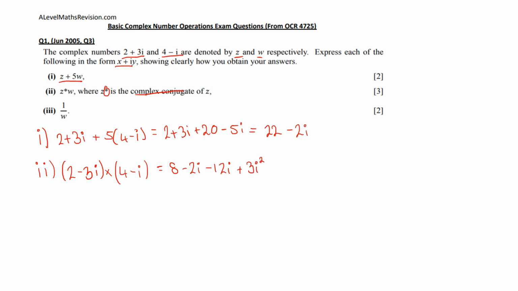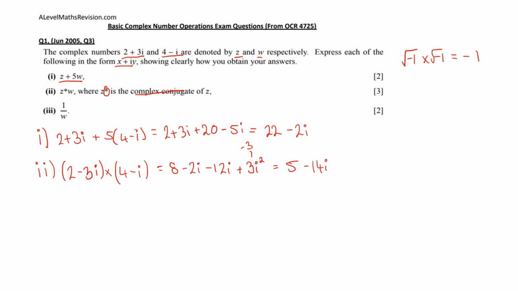You've got to be careful with this i squared, so let's deal with that first. We know that i is the square root of minus 1. Square root of minus 1 times square root of minus 1. These square roots are going to cancel, so we're going to be left with minus 1. It's basically going to flip the sign here, so this will become real. This will become minus 3. So we're going to do 8 minus 3, which is 5. And then minus 2 minus 12 is minus 14i.